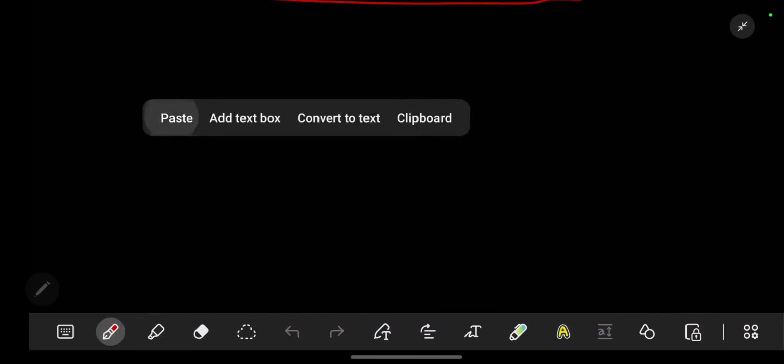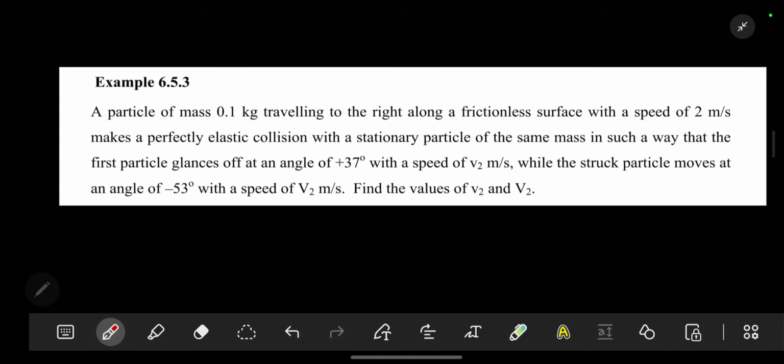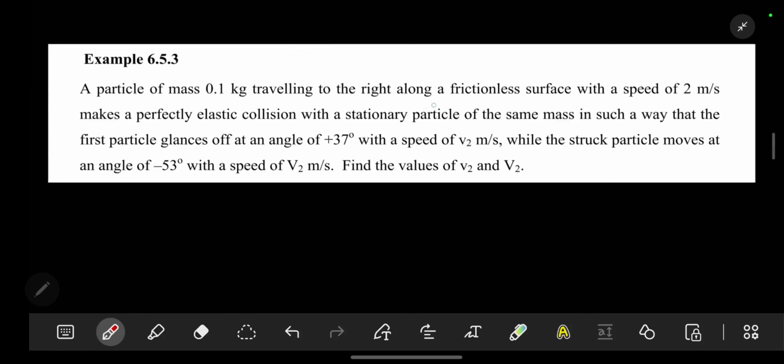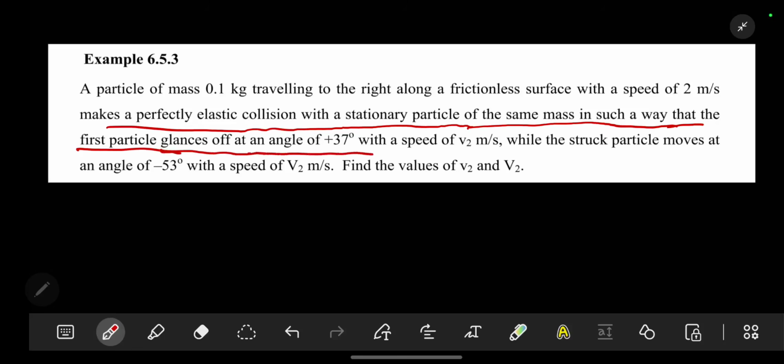To begin with, we have our first question, which says that a particle of mass 0.1 kg travels to the right along a frictionless surface with a speed of 2 meters per second, making a perfect elastic collision with a stationary particle of the same mass in such a way that the first particle glances off at an angle of 37 degrees with the speed of v1 meters per second, while the struck particle moves at an angle of negative 53 degrees with the speed of v2 meters per second. Find the speed small v1 and big V2.